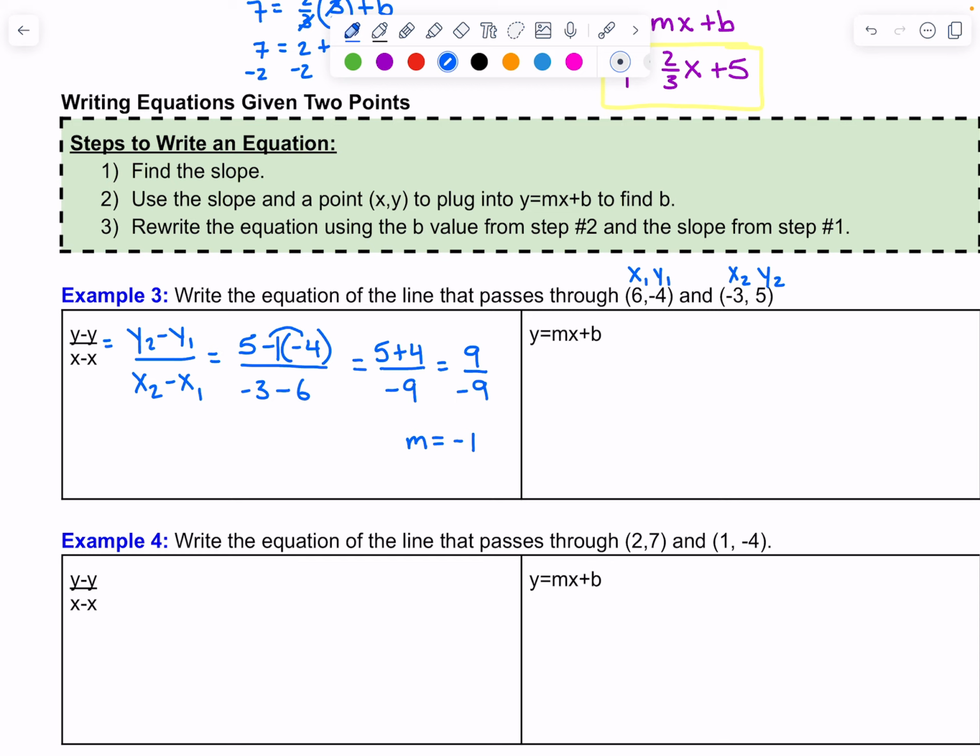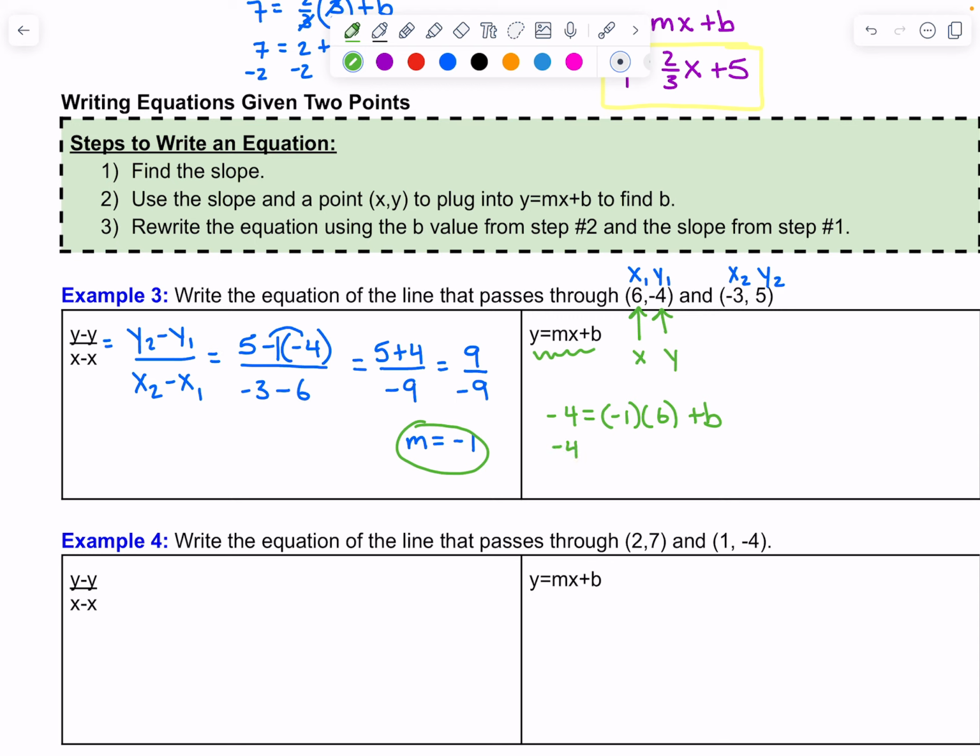Okay, so then we're going to use that and one of the 2 points we were given. It doesn't matter which one, you can choose which one looks easiest. Like the first one looks okay, so I'm just going to use the 6 as my x and the negative 4 as the y. And then we're going to plug it into the slope-intercept form with our slope. So we're going to say y is negative 4, the slope was negative 1, the x is 6, and then bring down the plus b that we don't know yet, but we can solve for it.